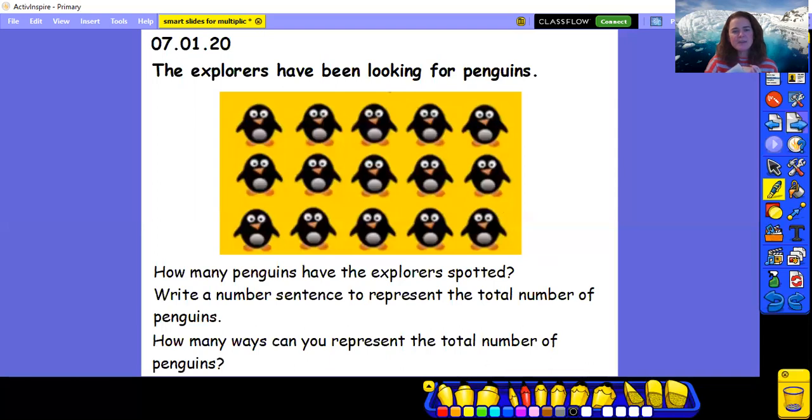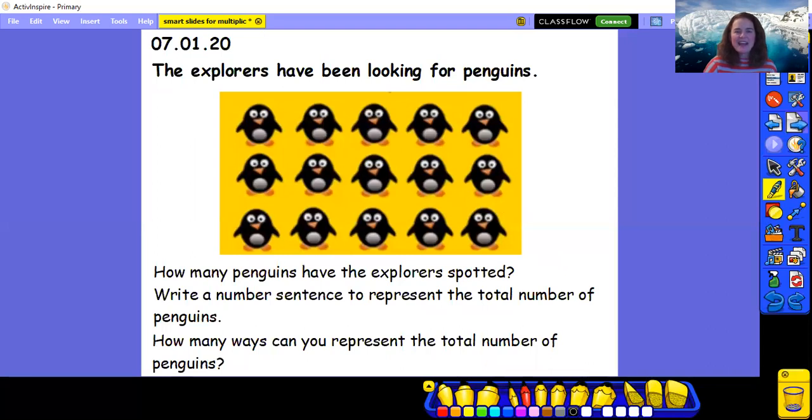They've taken a photograph, and this is what they've seen. How many penguins have the explorers spotted? Can you write a number sentence to represent the total number of penguins? How many ways could you represent the total number of penguins? So I'd like you to pause your video now, have a look at the penguins on your screen, and think about what number sentences you could write to represent how many they have seen altogether. Off you go. Welcome back.